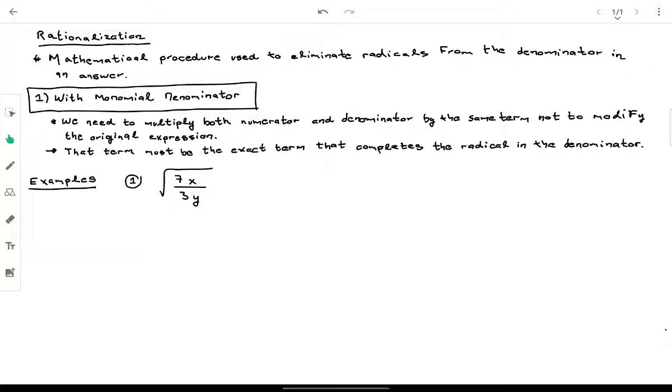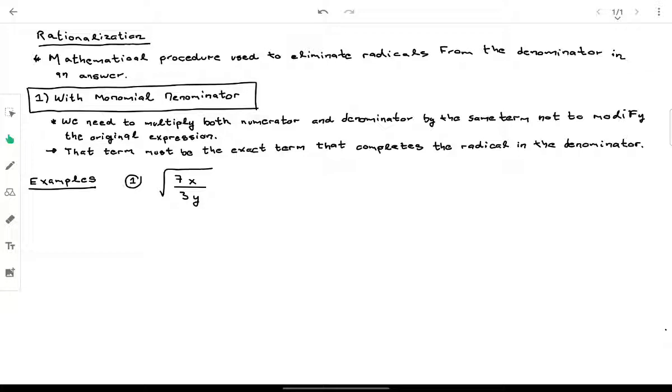Normally we understand whole numbers in the denominator better than radicals. So that's why in the past people used to rationalize the denominator. Now it's a common rule in math that we will always need to get rid of the radicals on the denominator part. So let's see today how to do rationalization when we have a monomial denominator.